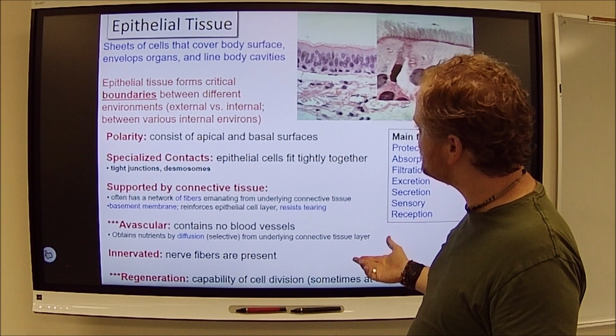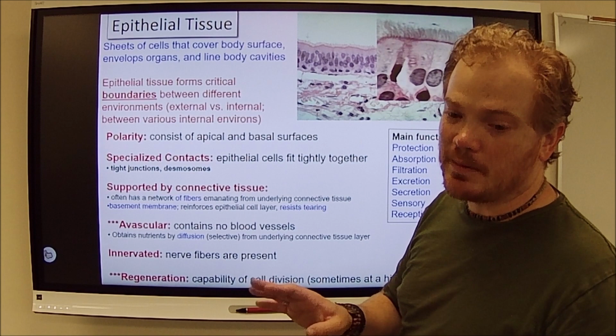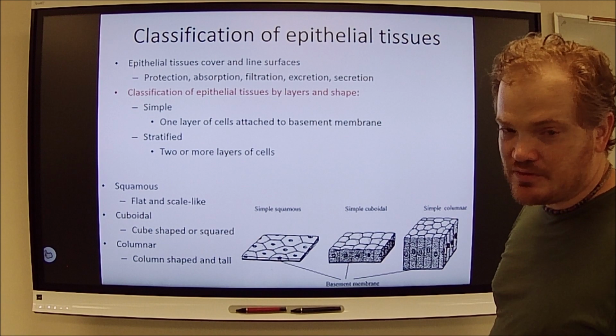Worthy of note is their regenerative capacity. These will regenerate quite quickly for obvious reasons. These are going to be keeping out potential pathogens, so you want them to heal fast so that they can do that job. Now, we classify epithelia based off of two concepts.